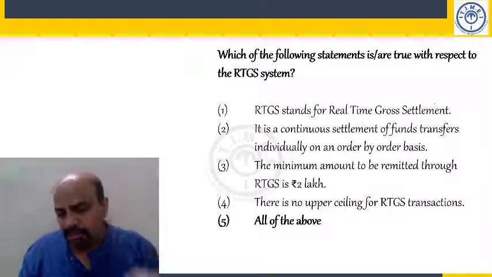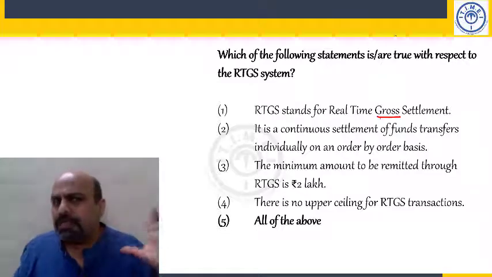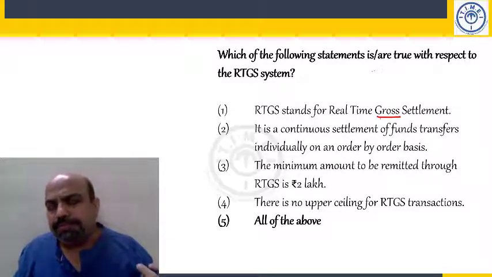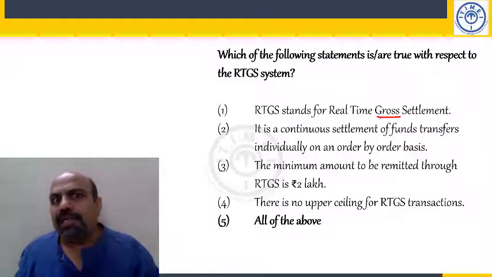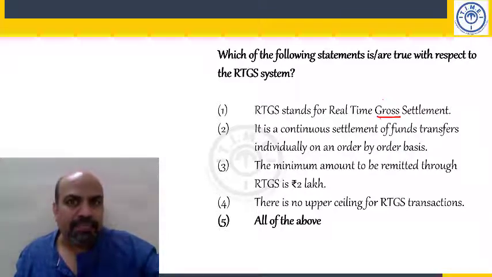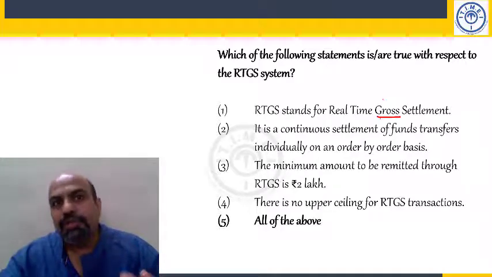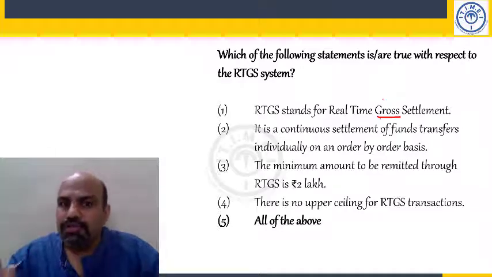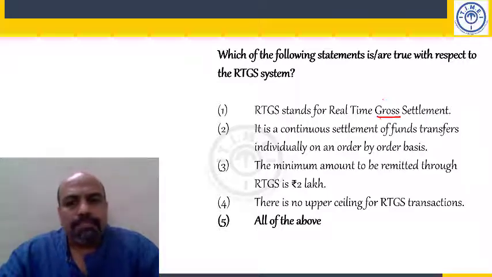How do we pronounce this? Gross. It has different meanings in different contexts. For example, in terms of volume, if you say one gross, it's 12 dozen, that's 144 units. In normal language, gross would mean outstandingly bad. If you say something is gross, it means it's really bad. And in another sense, it also means total. When you say gross domestic product, it's the total value of the domestic product. So in this context, it's a total thing. Real-time gross settlement.